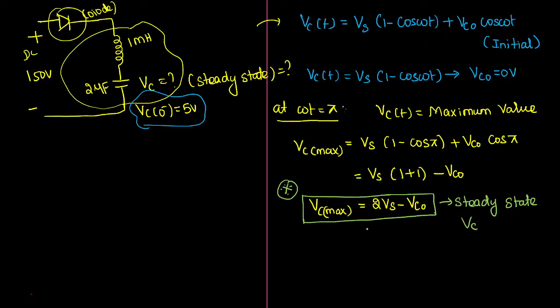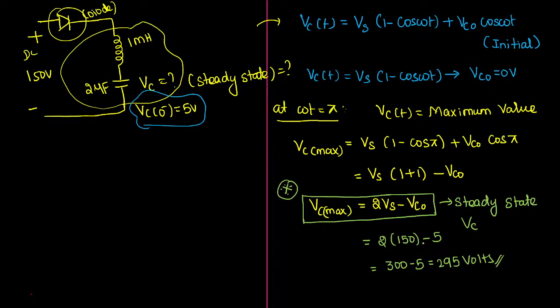Okay, sir. Now, what is the given supply voltage? Tell me. Supply voltage is given as 150. So, 2 times 150 equal to 300, minus initial voltage, which is given as 5. So 300 minus 5, the actual correct expected answer for the above question is 295 volt. This is the correct answer.